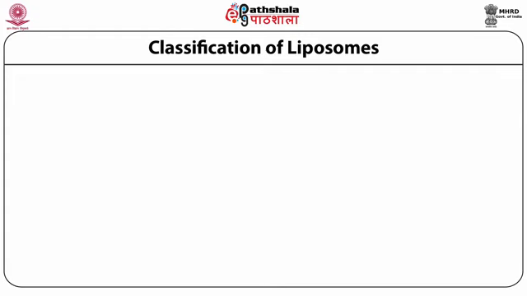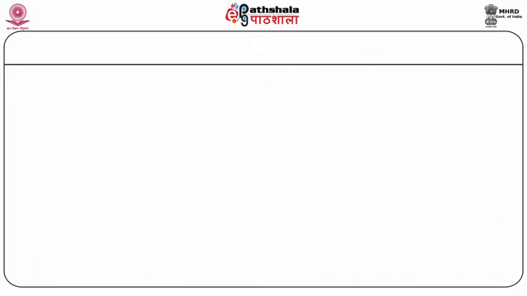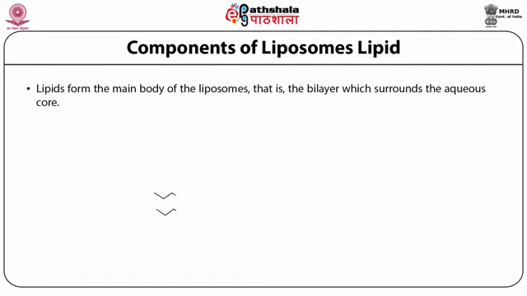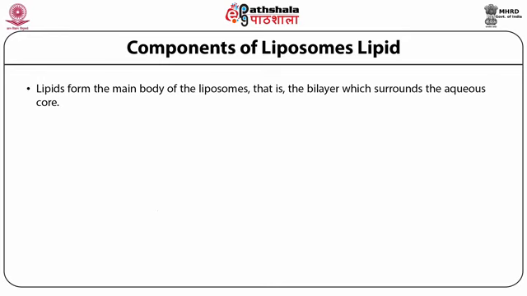The classification of liposomes is summarized in this table. The different classes of liposomes are compared in this table, and the size of the liposome plays a very important role in differentiation, and according to their size they can be used for various types of delivery systems. Components of liposomes. Essential components of liposomes are mainly the lipids and cholesterol. Lipids. Lipids form the main body of liposomes, that is the bilayer which surrounds the aqueous core.